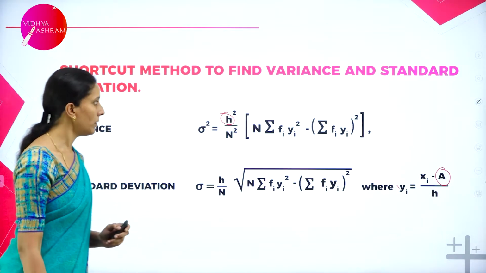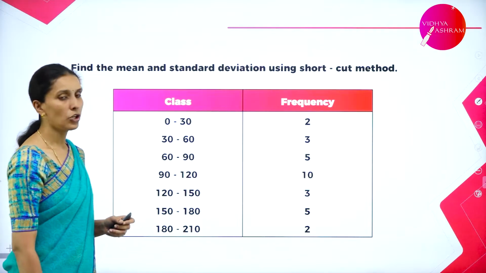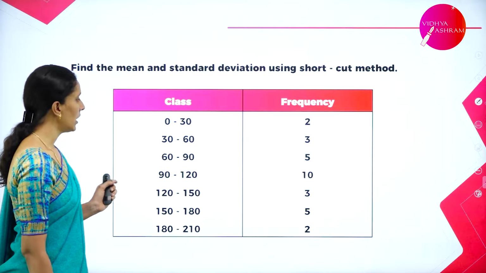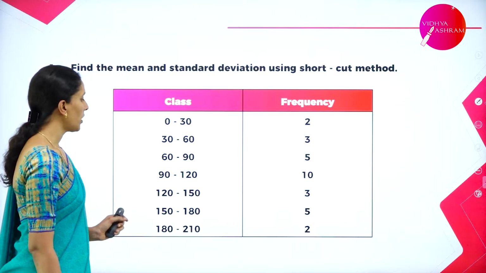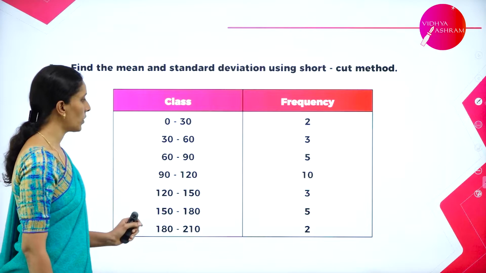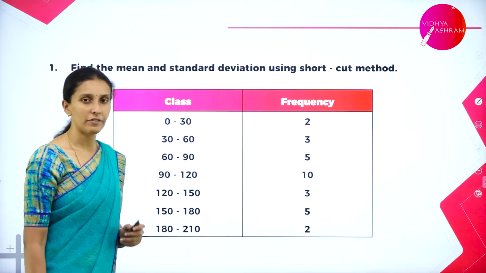Let's look at the problem. Find the mean and standard deviation using the shortcut method. We have the class intervals from 0 to 30, 30 to 60, 60 to 90, 90 to 120, 120 to 150, 150 to 180, 180 to 210, and frequencies 2, 3, 5, 10, 3, 5, 2.